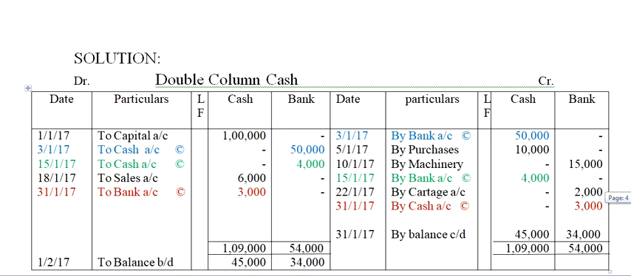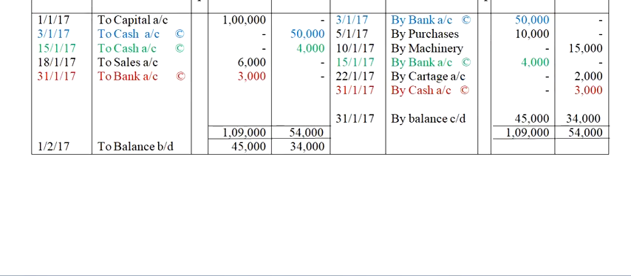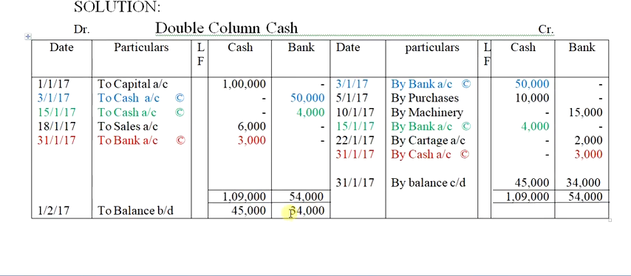So totally now that's it, the problem has been entered. Now total it on both the sides, check the total which side is more. You can find out the debit side total is more for both cash and bank column, 1,09,000 and 54,000. The same total to the credit side also, 1,09,000 as well as 54,000. In this 1,09,000 minus 50,000 minus 10,000 minus 4,000, you will be getting remaining balance 45,000 cash balance. In this 54,000 minus 15,000 minus 2,000 minus 3,000, you will be getting 34,000.